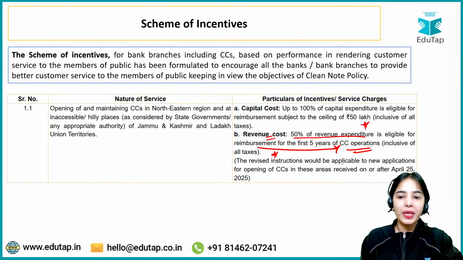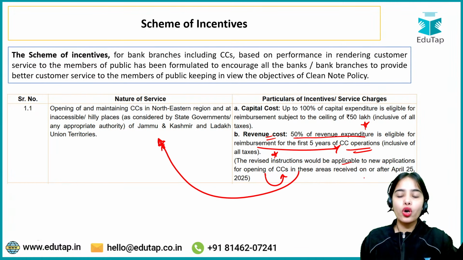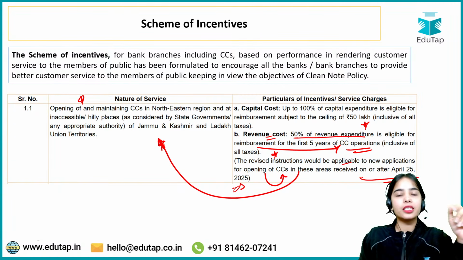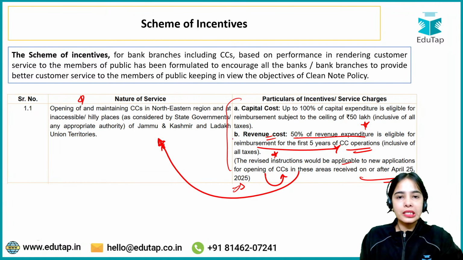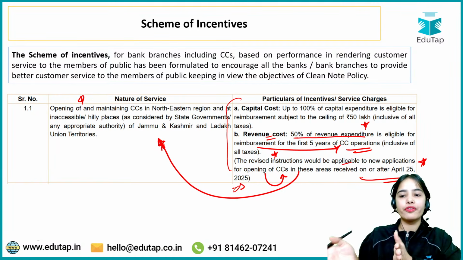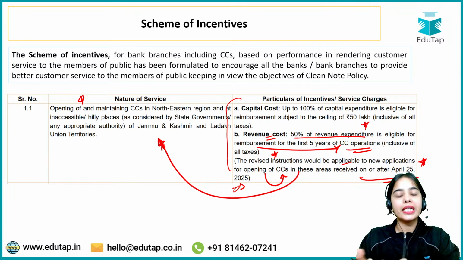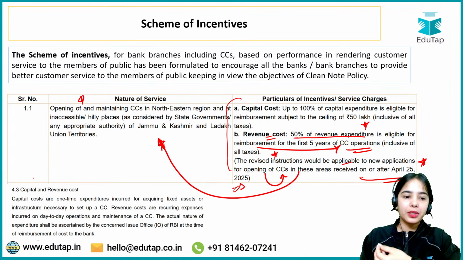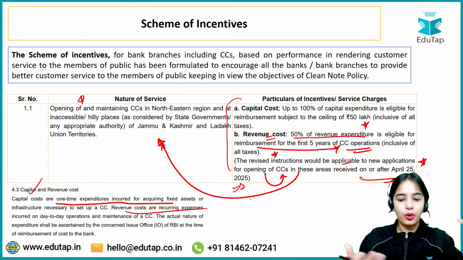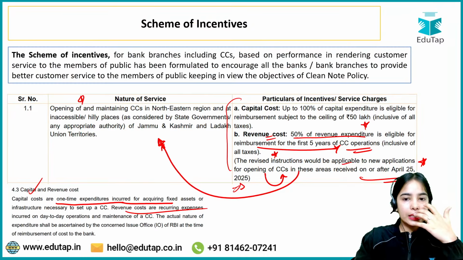The revised instructions would be applicable to new applications for opening of currency chests in these areas received on or after April 25, 2025. So the already established currency chests in these areas will not get the reimbursements, but the currency chests established on or after April 25, 2025 will get the reimbursements. That is the idea. Capital cost is the one-time expenditure incurred for acquiring the fixed asset for the currency chest. Revenue costs are the recurring expenses, the maintenance cost and operational cost. Okay. So this is the idea.